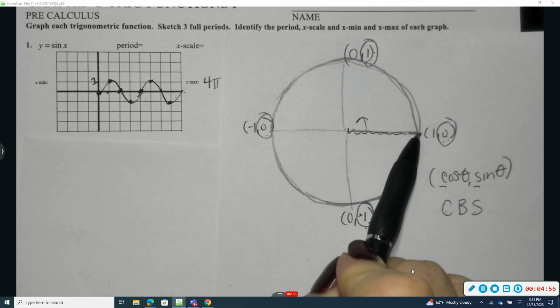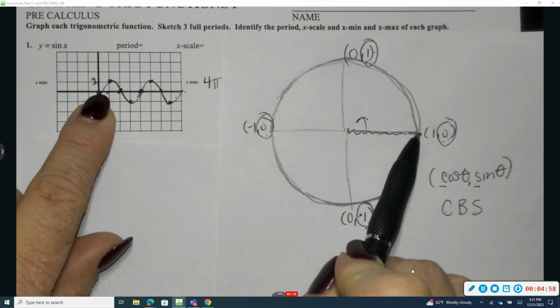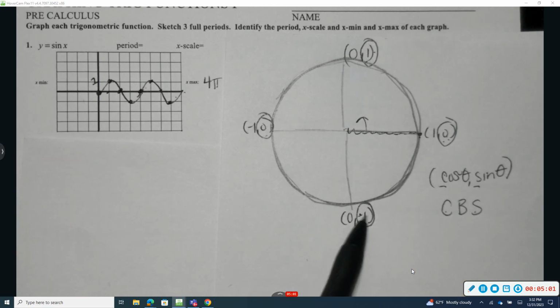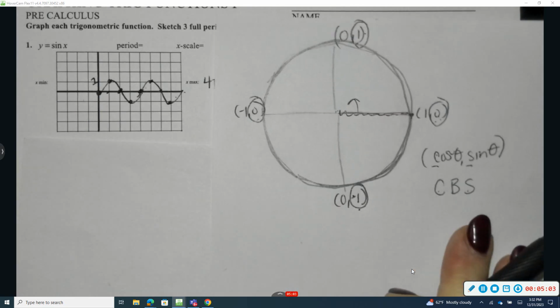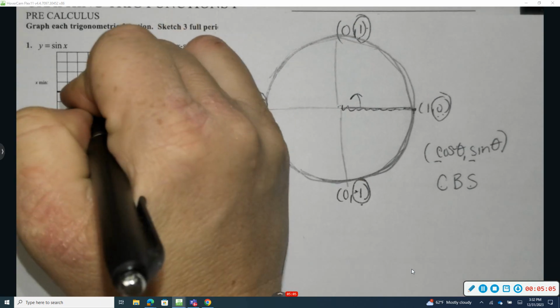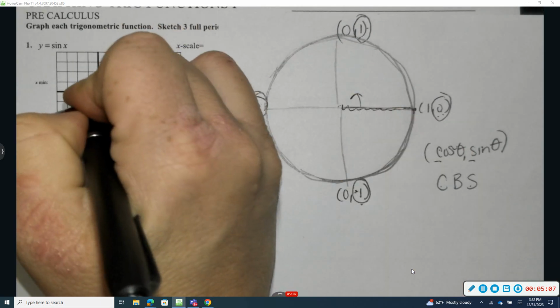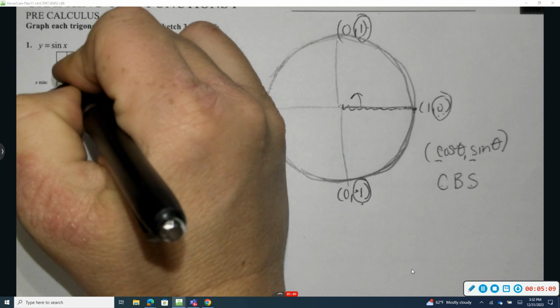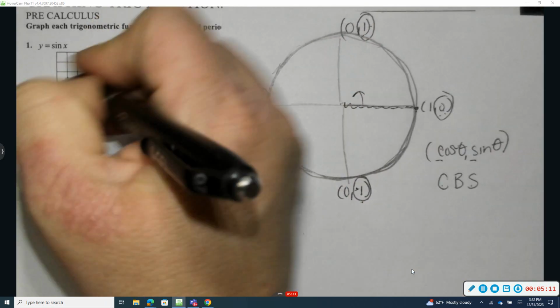So I was here. Now at this position, I'm going to reverse and go to the left. So I'm going to go negative 1. I'm at 0 right now. I'm going to go negative 1, 0, 1, and 0.